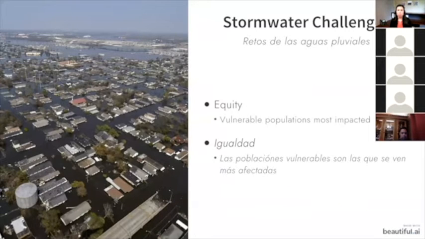And finally, I just want to make this very important note. When we have these extremes in climate events, when we have extreme drought, when we have floods, the populations that tend to be impacted the most are our vulnerable populations. And so equity is a really big component of green infrastructure and how we build moving forward, to make sure that all of our community members are receiving adequate access to and protection from these stormwater challenges, and also that they can benefit from these green infrastructure practices.